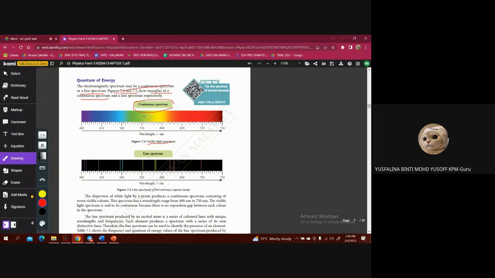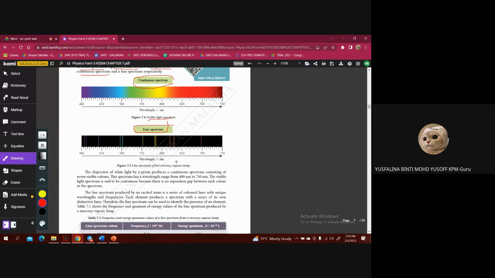No, yeah, this transition is very hard to see. But for the line spectrum, we use hot mercury vapor. So this one is exactly right. You can see this is the line. This one is the yellow part, this one is the red, and this one is the blue. This one is the purple, or we call it violet indigo. So this is a line spectrum.